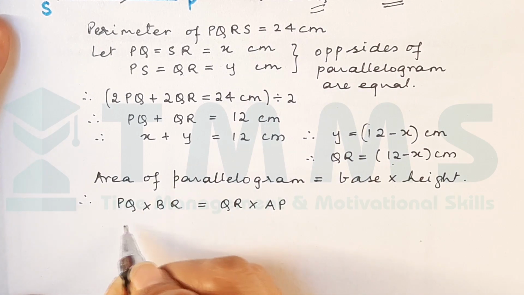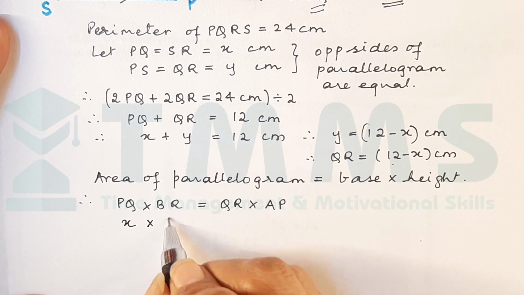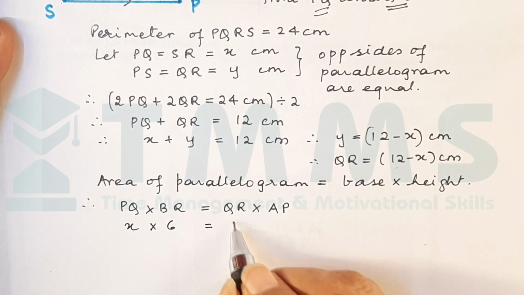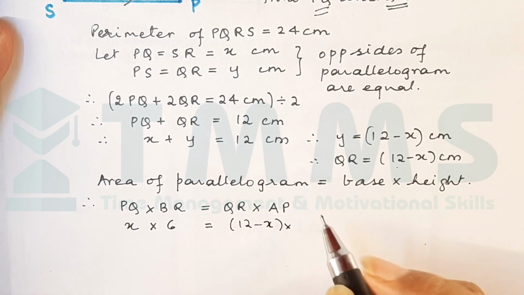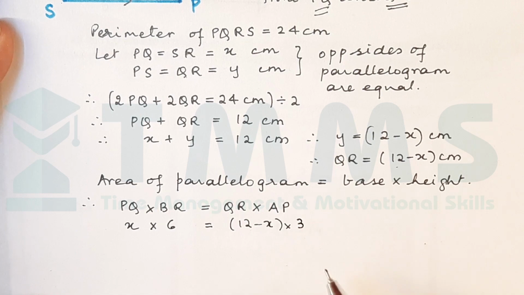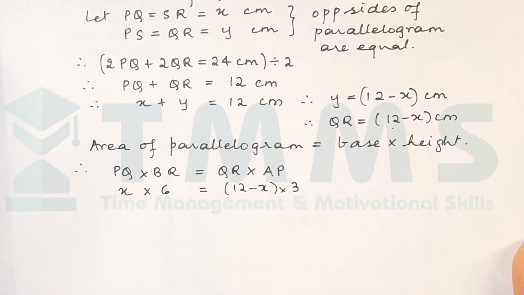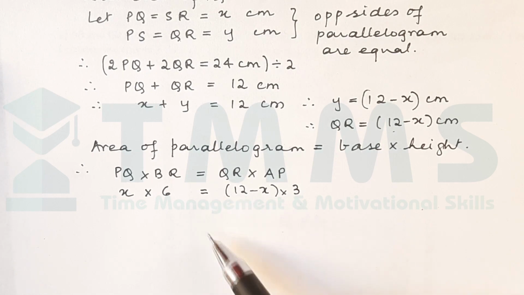PQ is X multiplied by BR is 6 centimeter, which is equal to QR, which is 12 minus X, multiplied by AP, which is 3. Now, can you see how simple it is? Now I'm going to ask you to pause this video and I'm going to give you time to solve this for X.